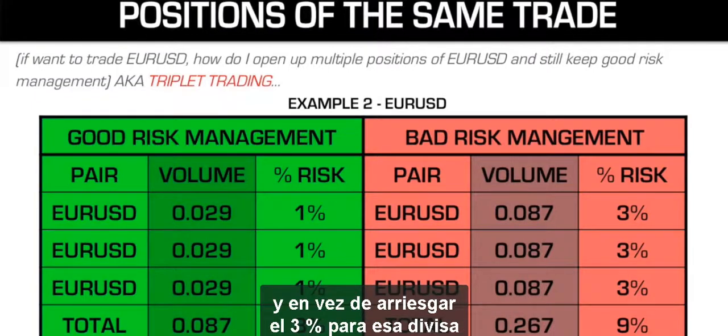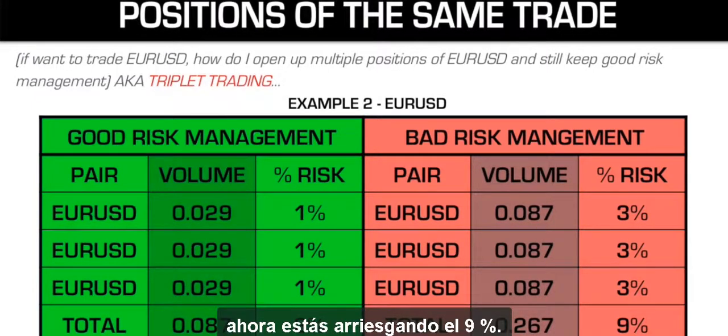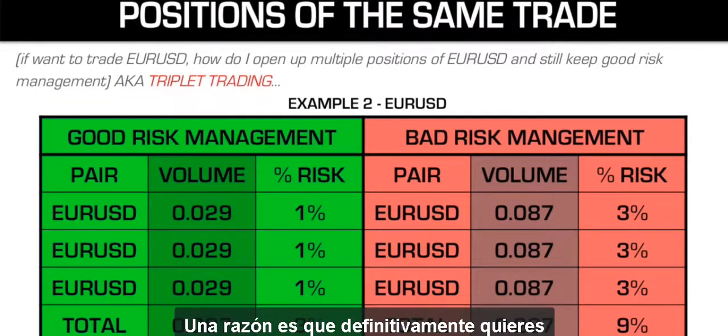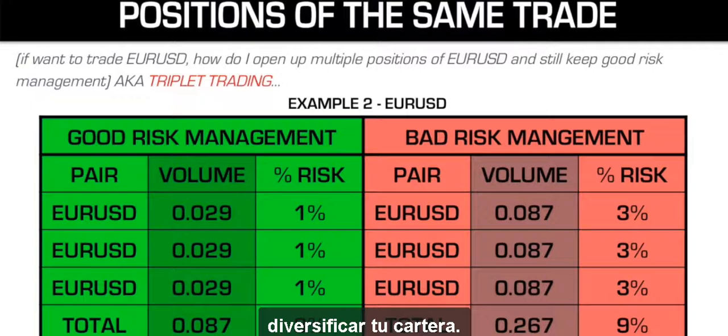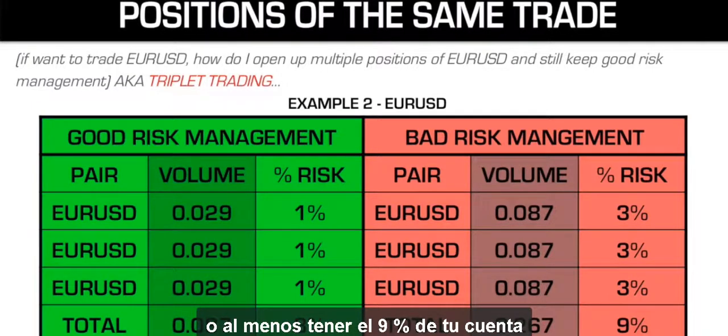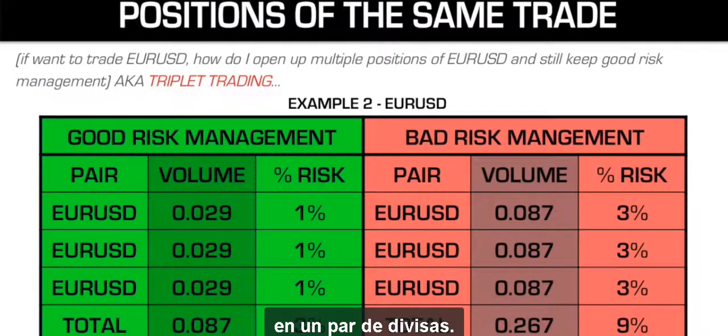And now instead of risking 3% for that one currency pair, you have now risked 9%. Very bad. There is a reason why I'm very specific about why you shouldn't do it that way. One reason is you definitely want to diversify your portfolio. You do not want to open up 8 trades or at least have 9% of your account in one currency pair.